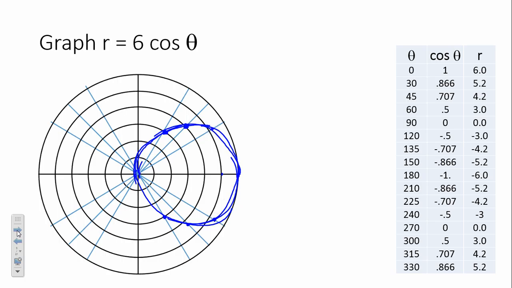But we don't want you to actually have to make a table of values. We want you to recognize the patterns and know how they work. Okay? Questions on this slide? All right, next slide then.